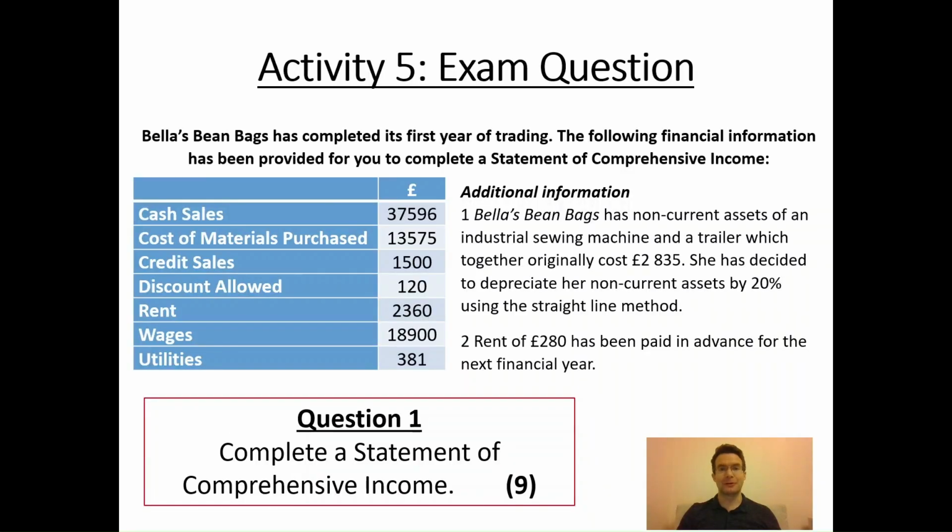Now, let's put all we've learned into practice. On the screen is an exam question. The question relates to Bella's Beanbags, and the exam question asks you to complete a statement of comprehensive income. It will be tricky, but approach it in a logical fashion and you should be absolutely fine. On the left-hand side, you've got a number of different entries of different costs, expenses, and of course sales revenues. And you've got some additional information on the right-hand side which you'll need to take into account when completing your statement. So let's have a look at some answers.